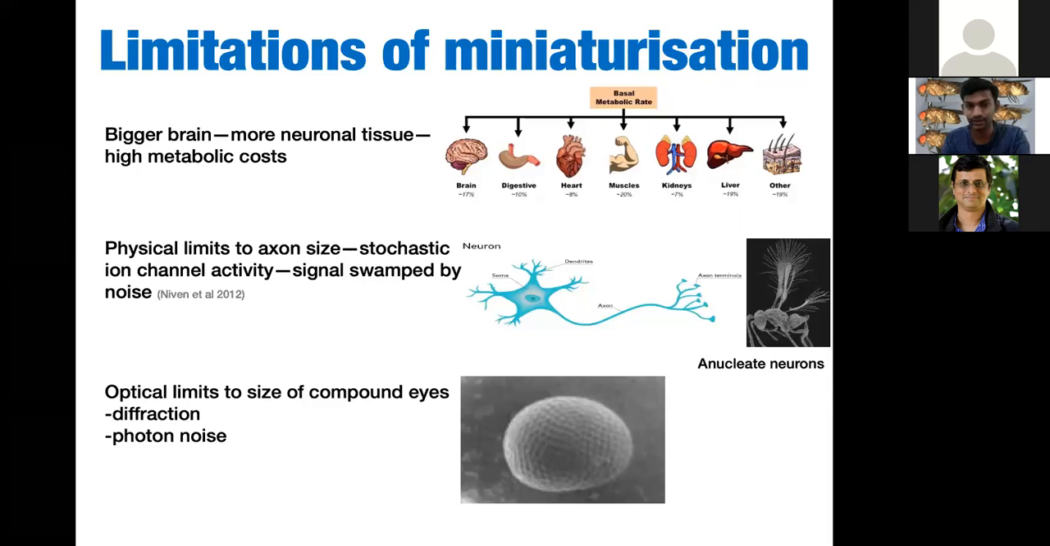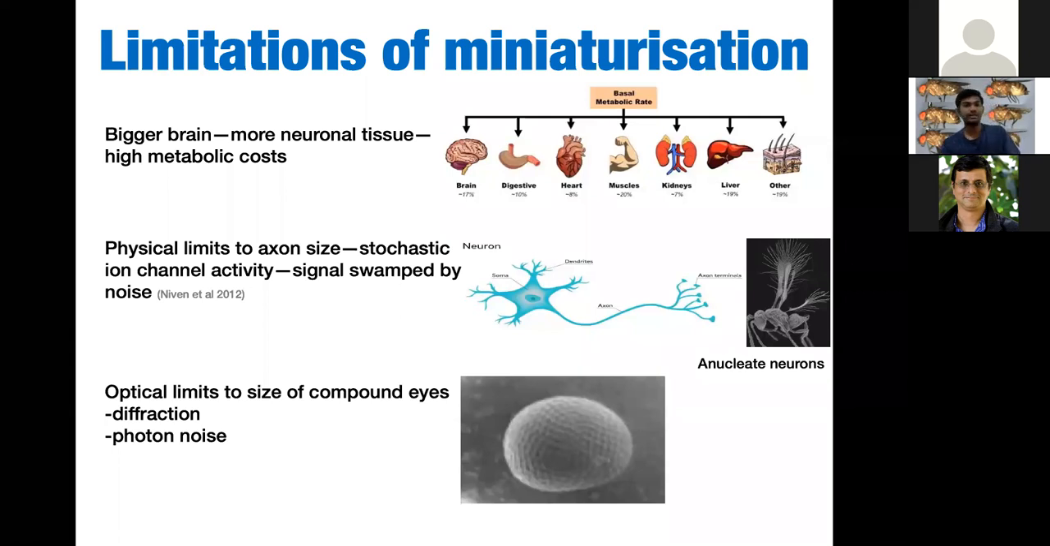The other limitation is in the size of the neuron. There's a physical limit to how small the axons of a neuron can be. If it gets below that particular size, there would be a lot of stochastic ion channel activity, and that would swamp the signal because there would be a lot of noise. In addition to that, there's also another limit, which is the nuclei.